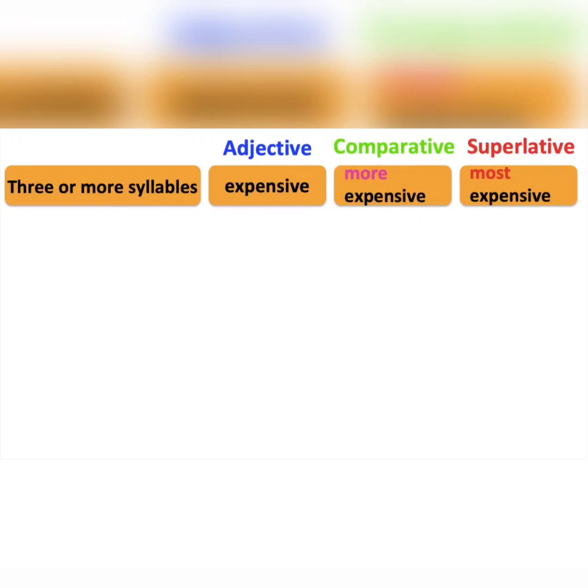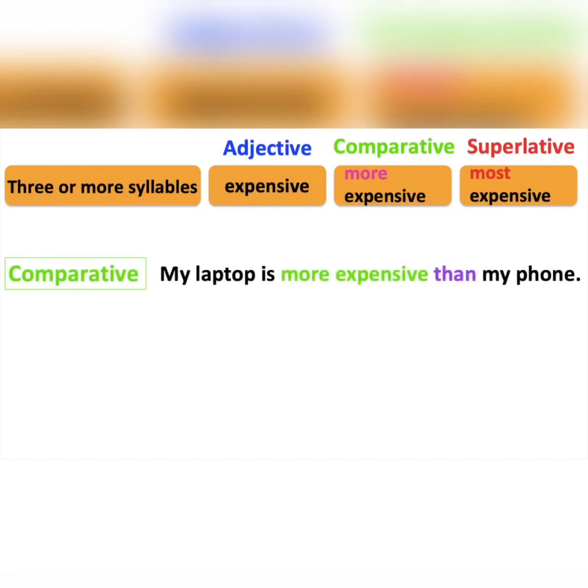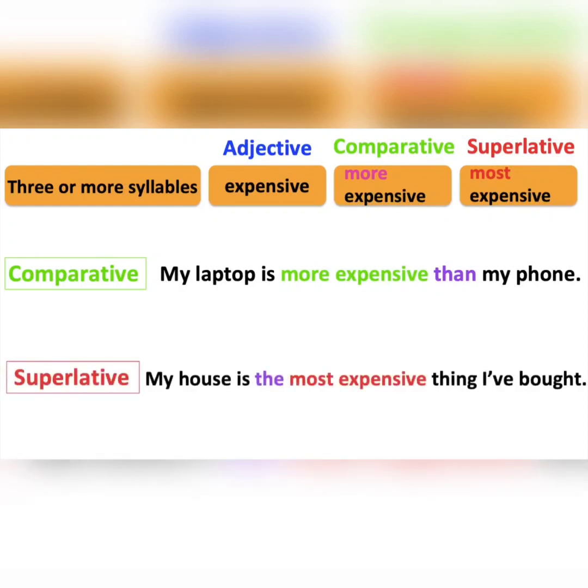For adjectives with three or more syllables, we can form the comparative by inserting more before the adjective, for example, more expensive. When forming the superlative, we add most before the adjective. Most expensive. For example, my laptop is more expensive than my phone. My house is the most expensive thing I've bought.